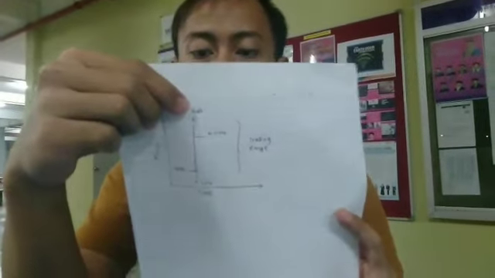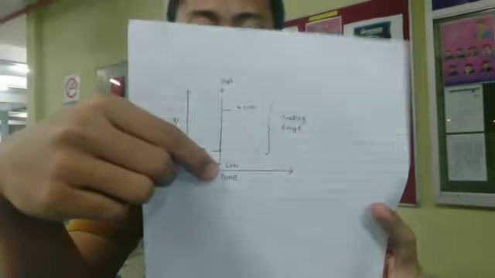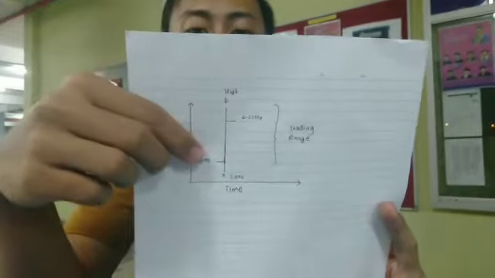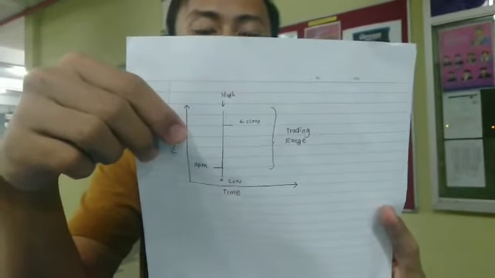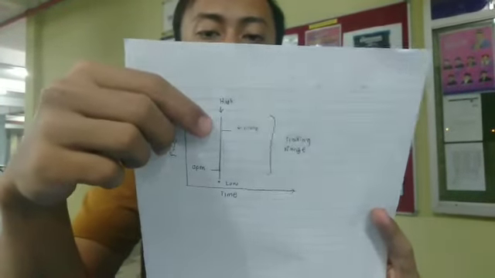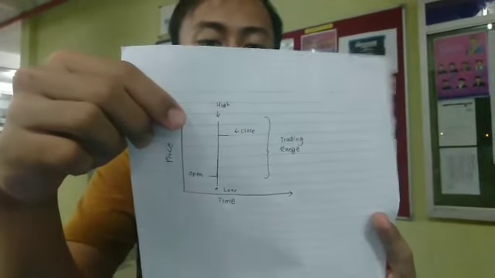As you can see, here is the high price and this is the low price. If the close price is higher than the open price, the bar will be in blue or black color. But if the open price is higher than the close, the bar will be in red.